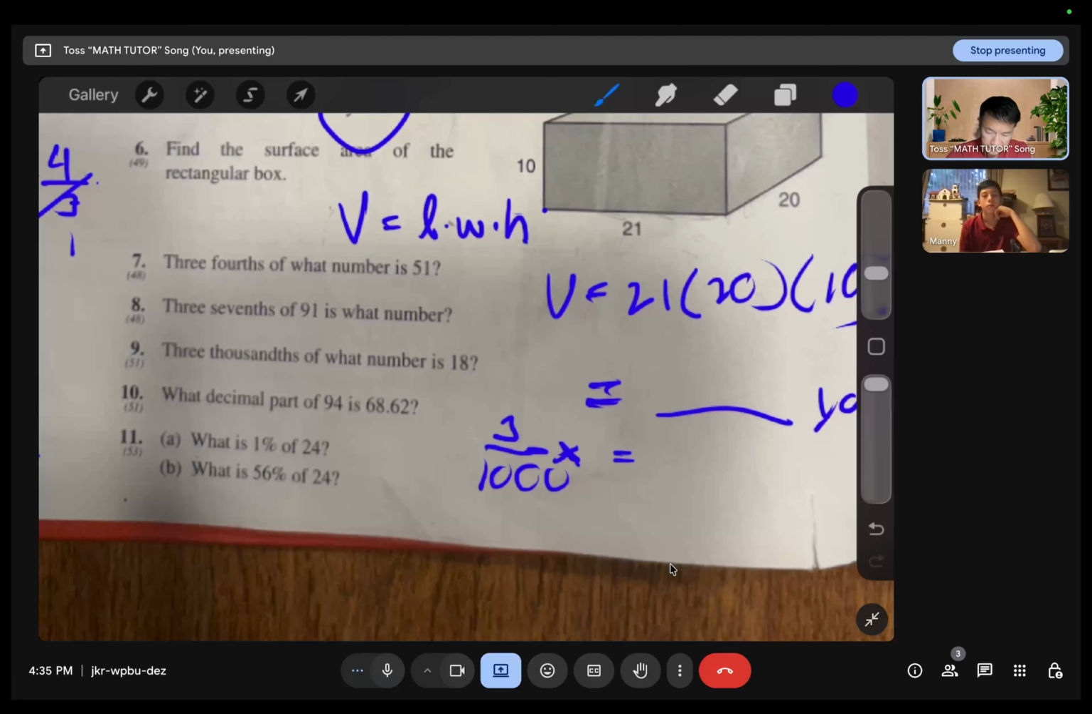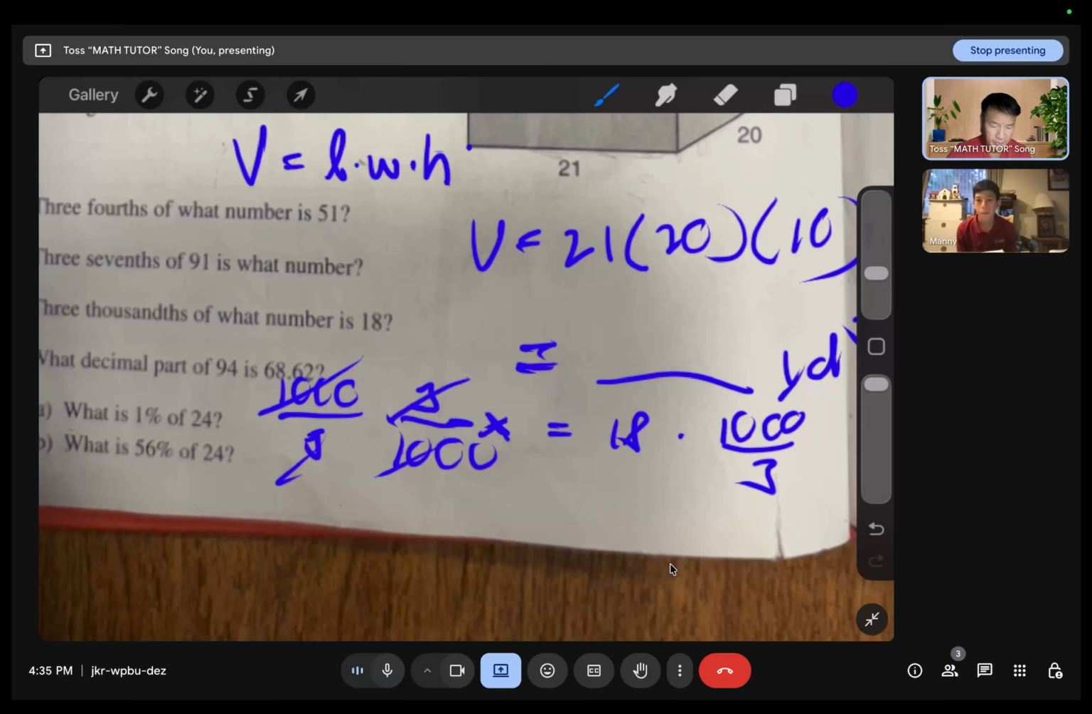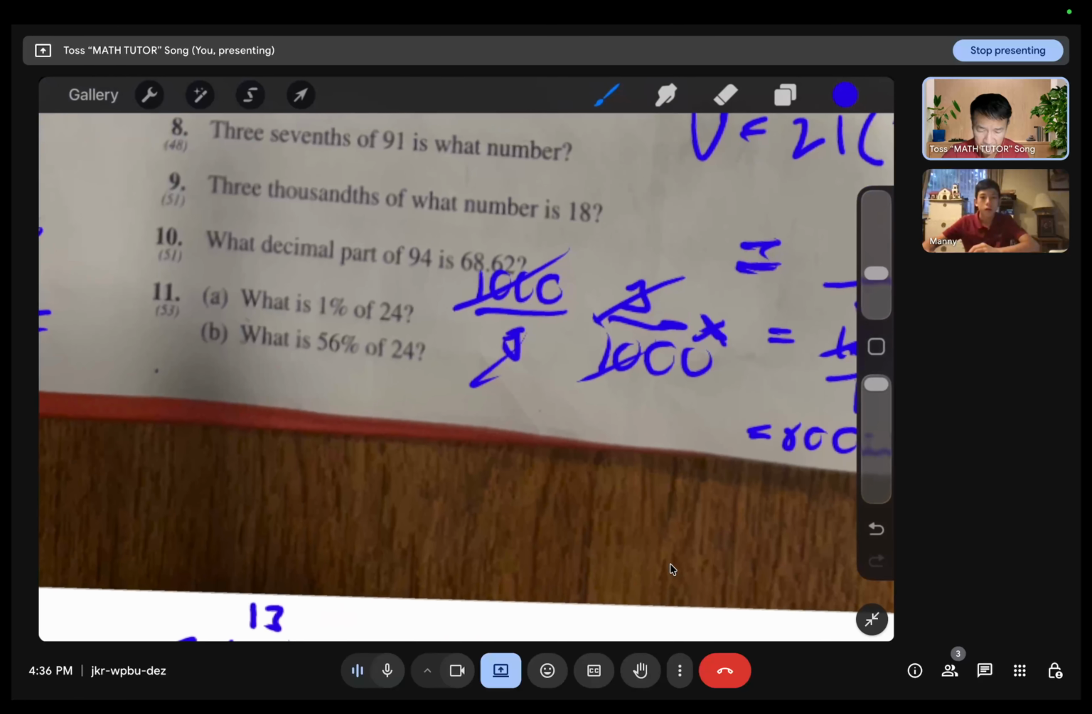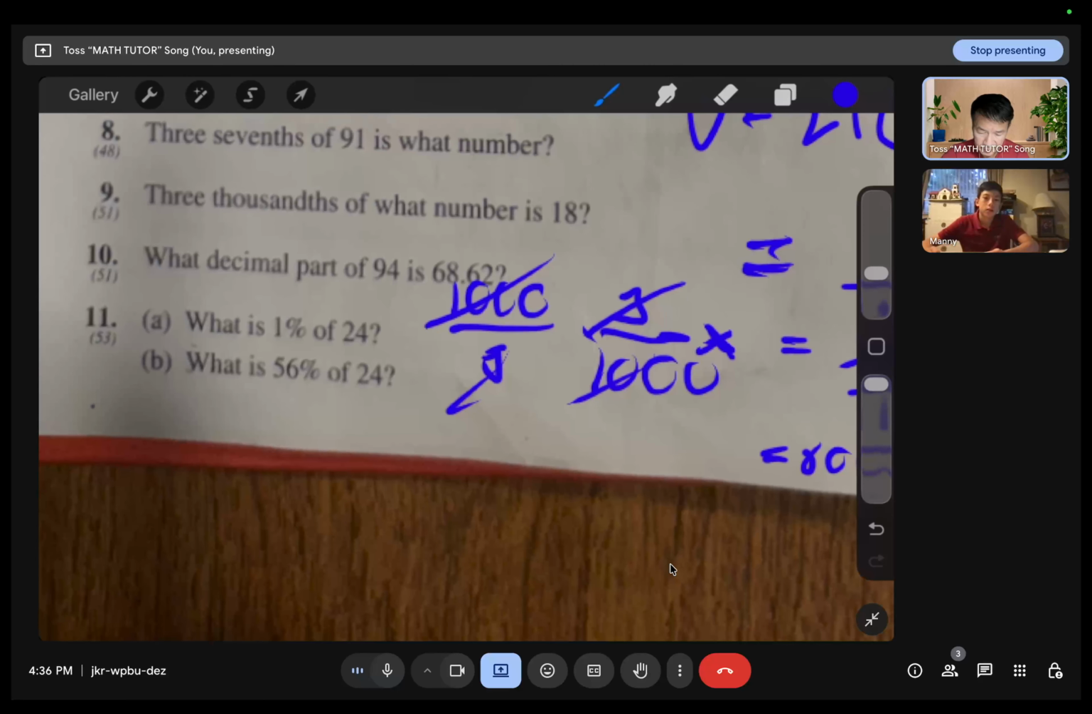Equals 18. And flip-flop and multiply it, okay? I think you're good. Well, it's the reciprocal. That's what I should have said. 3 can go into 18 and continue from there. So 6,000 is the answer. Okay, anyway, I think you know how to do even number 10, no problem.